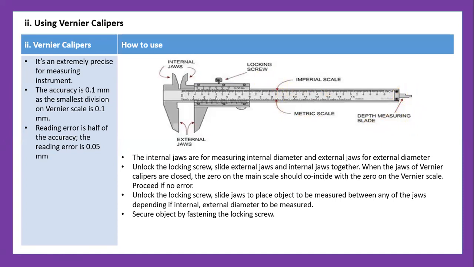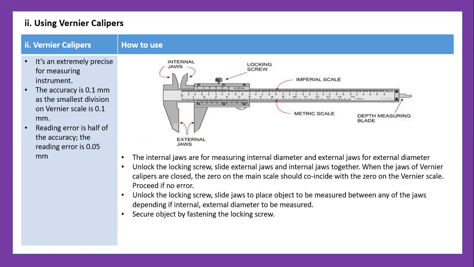And what is actually vernier calipers? Vernier calipers is a precise measuring instrument, and the accuracy is 0.1 millimeter, as the smallest division on the vernier scale is 0.1 millimeter. And the reading error is half of the accuracy. The reading error is estimated at about 0.05 millimeters.